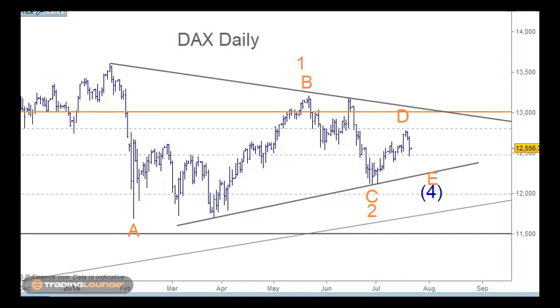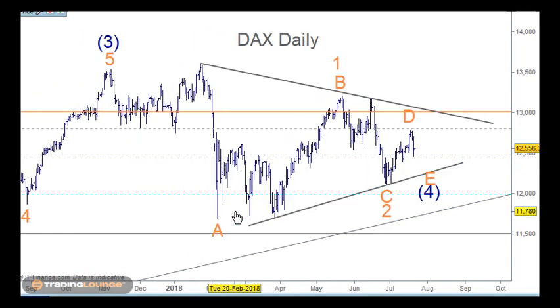Welcome to Trading Lounge and the European indices, and with the DAX here on the daily chart, we've been looking at it in a couple of different ways. One of them is that we have wave 3 here with an A wave here, B wave here, C wave here, D wave here and E wave here for an Elliott wave triangle. So this would be the A wave, a B wave and a C wave to finish this off here, and then a move up.